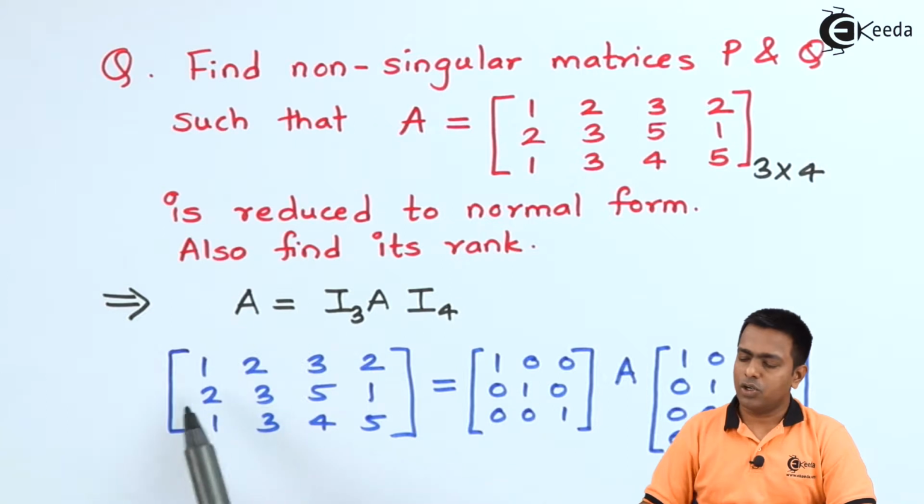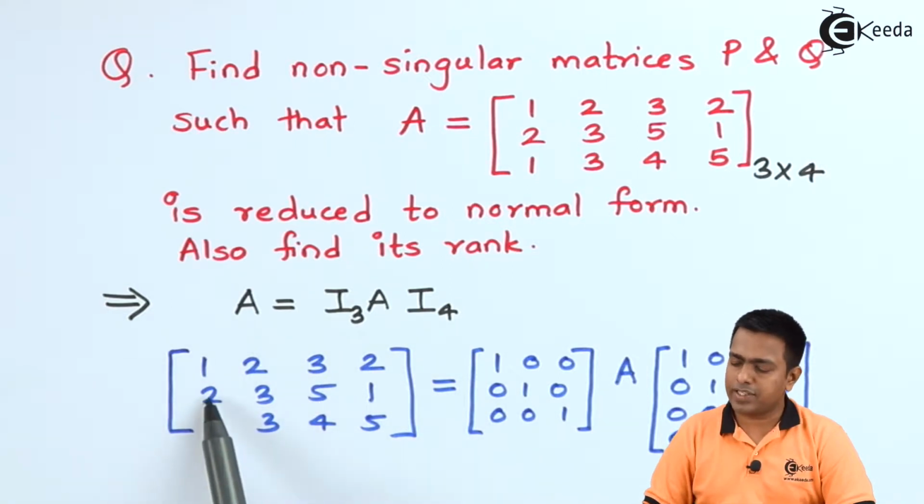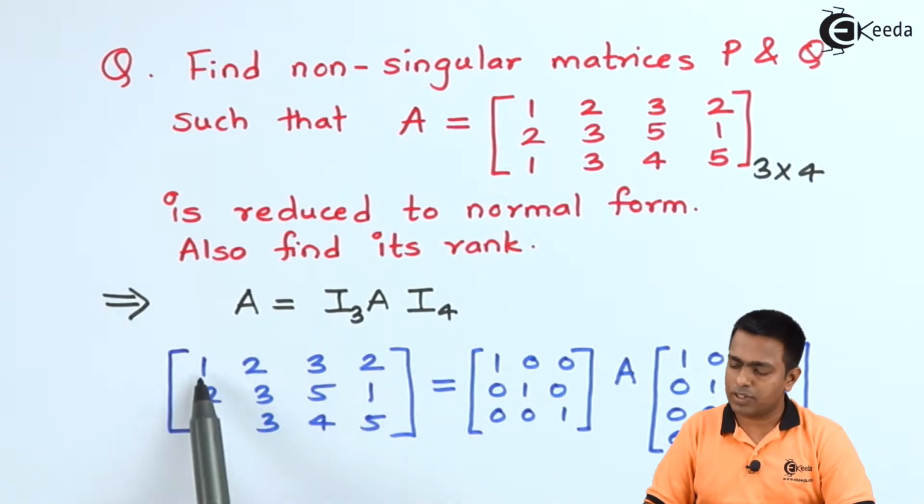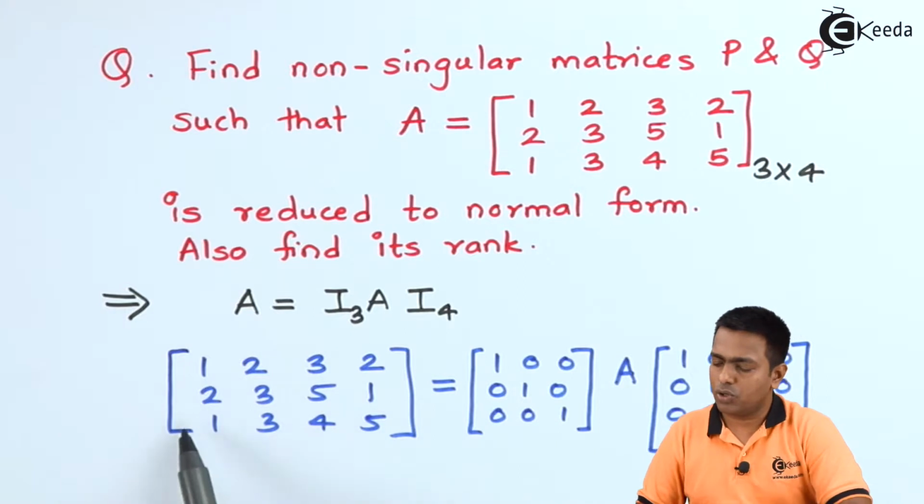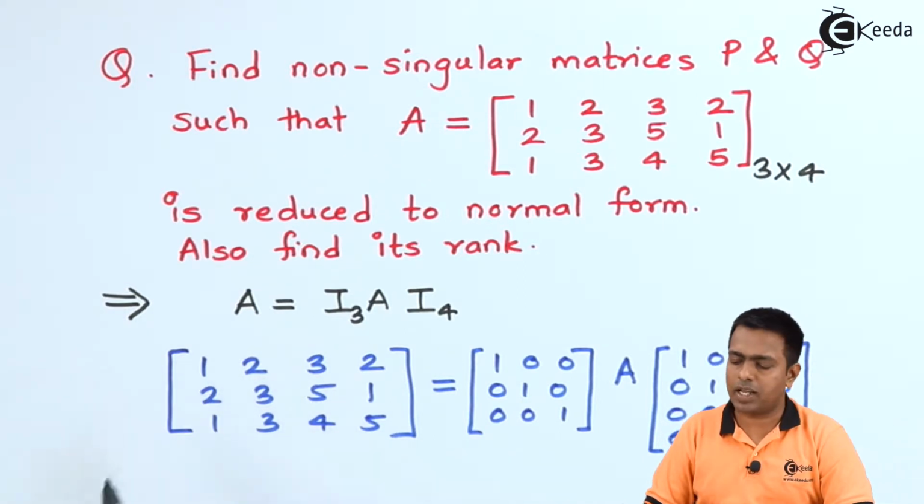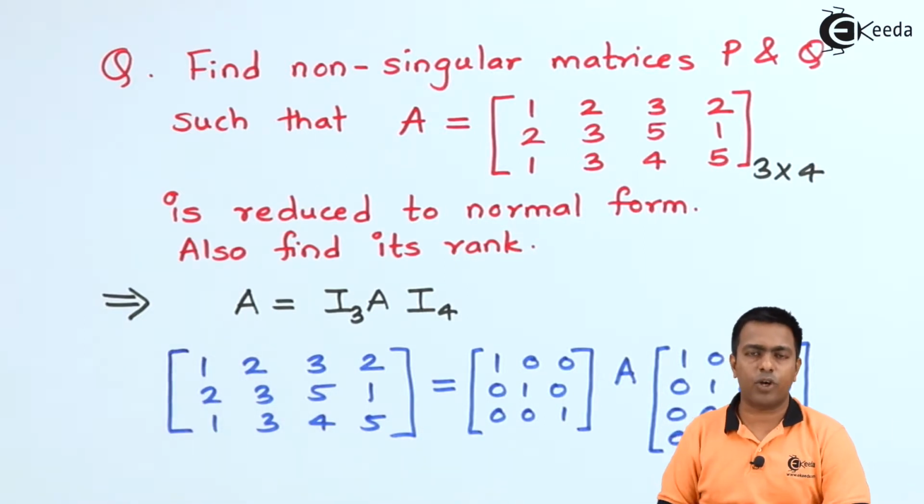So let's start. So guys, to convert this into the normal form, we have to bring 0 in the first column and 0 in the first row. This one will remain as it is. So to get zeros over here, we'll do R2 minus 2 times R1 and R3 minus R1. So let's see what we get.